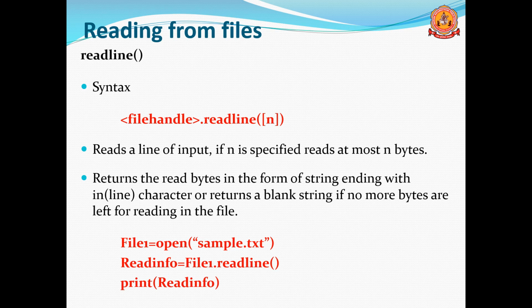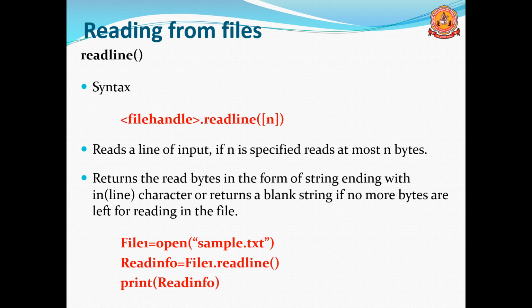Here you can see one example, file1. File1 is also an object here, same as the last example. File1 equals open function, sample.txt. Whenever you are opening sample.txt, it will search for the particular file in the current working directory, and no mode is specified. When no mode is specified, the file will open by default in reading mode.